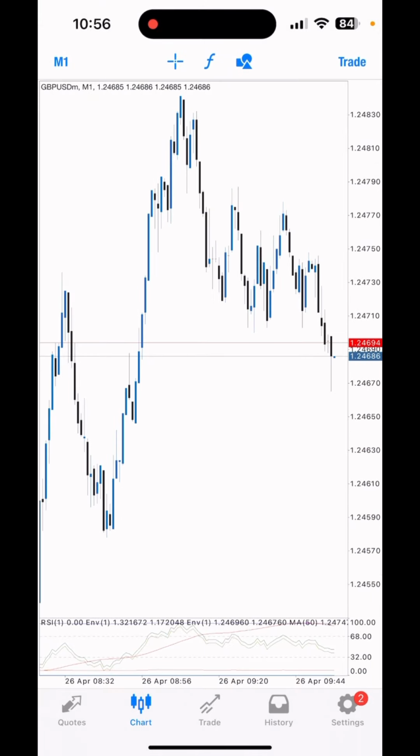Now that is for market execution. Very easy. You are entering instantly where the price is at that time. Like right now, the price is at 1.24692. That's where you are entering instantly, immediately.